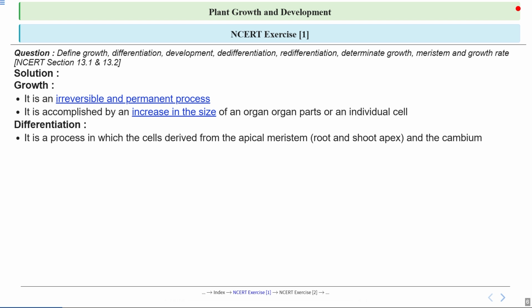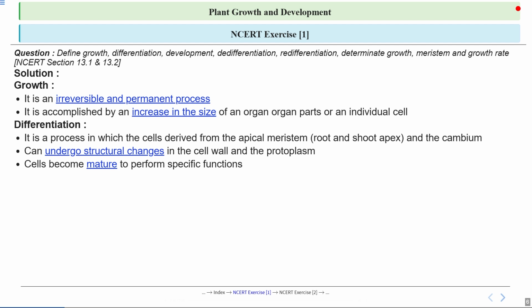So it's a process in which cells derived from apical meristem, typically root and shoot meristem. Apical meristem is of two types: if it is present in the apex of the root, then it will be root meristem, and if it is present in the apex of the shoot, then it will be shoot meristem. So apical meristem and the cambium can undergo structural changes in the cell wall and the protoplasm. Cells here become mature to perform specific functions.